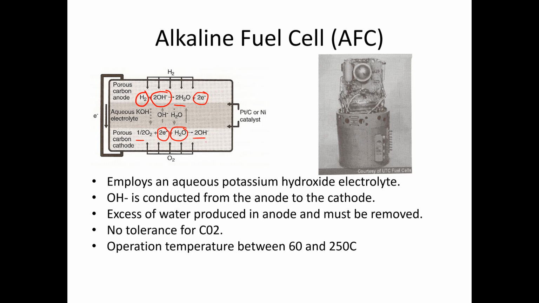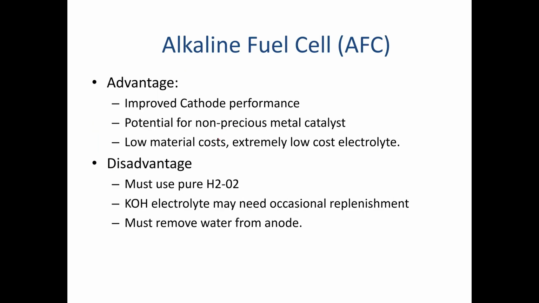So you actually have to remove all the excess water that's produced in this. And this thing has no tolerance for carbon dioxide. It has an operating temperature between 60 and 250 Celsius. The advantage is that this has improved cathode performance. It has a potential for non-precious metal for the catalyst and has low material costs and extremely low-cost electrolyte. The disadvantage is that in this case, you must use pure hydrogen and oxygen, and the KOH electrolyte may need occasional replenishment. Then again, you must remove the water that accumulates on the anode.